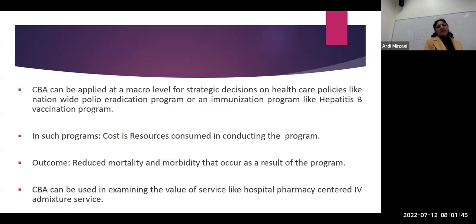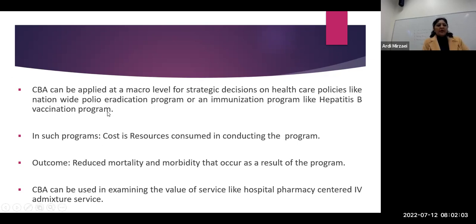Because many times everything we can't convert into money. A person's anxiety we cannot convert to money. So many things are there which we cannot convert to money, isn't it? So wherever possible, it's a very good method for comparing programs.